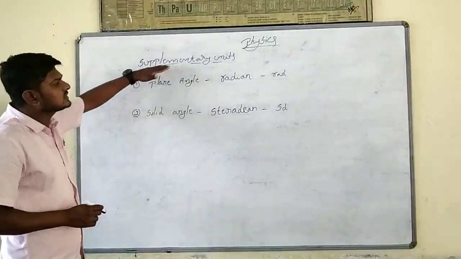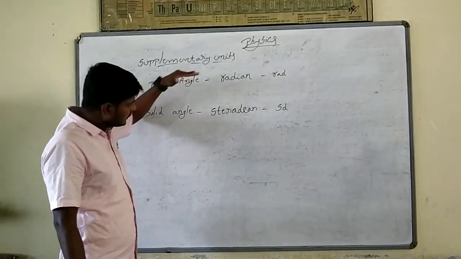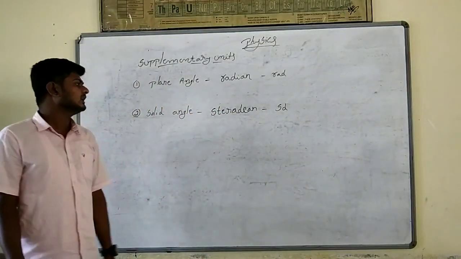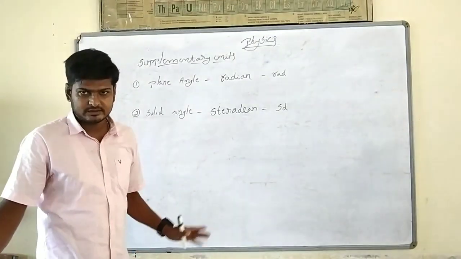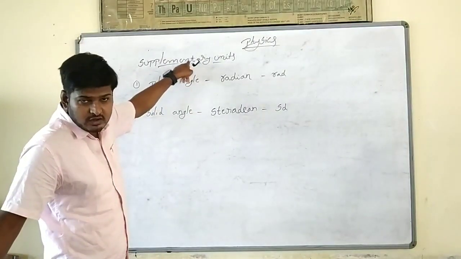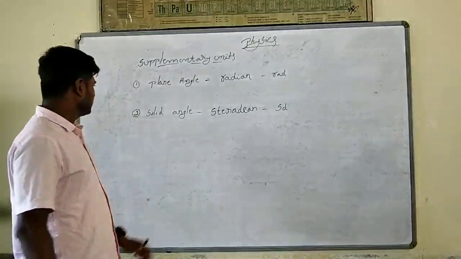These are the two supplementary units. One is plane angle, unit radian, symbol RAD. Another is solid angle, unit steradian, symbol SR. Clear? They will ask this question also for 2 marks: mention the two supplementary units.